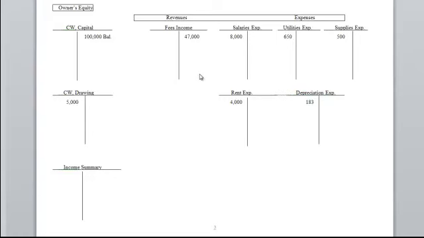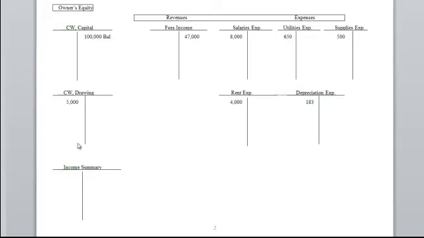What we've done so far is we're sitting at the end of the year, we've prepared our worksheet, we've prepared our financial statements, and now before we start the new year, we're going to transfer the amounts that are in the drawing, revenues, and expense accounts into the capital account so that we're ready to start the new year.